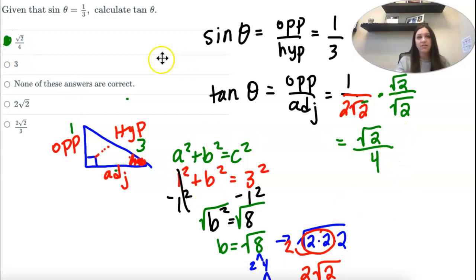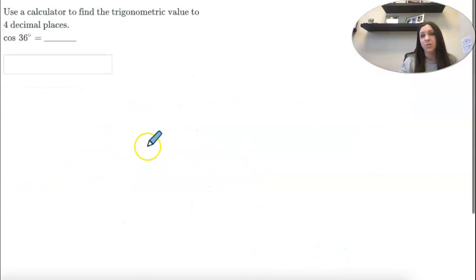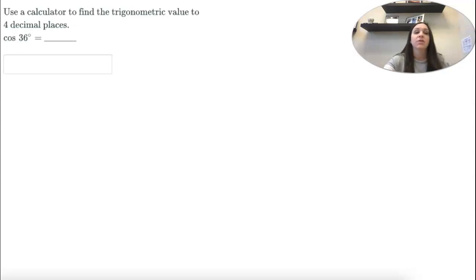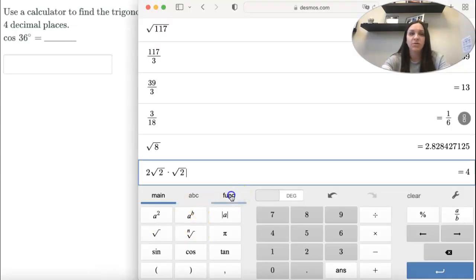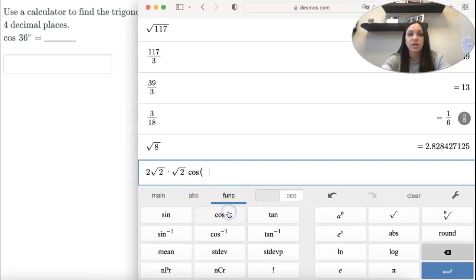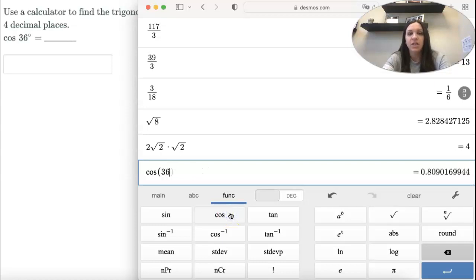Okay, so these do have a lot of steps. That's why I'm doing so many examples. I'm going to do a couple more, but these are easy ones. It's just use your calculator. So cosine of 36. If you're in Desmos and you go to functions, cosine, and then you just type it in. Make sure you're in degree. Look what happens when you switch, okay? So cosine of 36 is 0.8090.